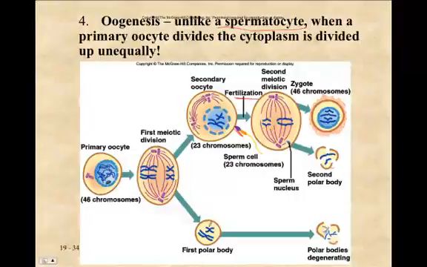But at the same time, we need to produce these polar bodies so that we can also get rid of some of that excess DNA. Because otherwise, if all the DNA stayed here in this cell, we would have way too much DNA, and fertilization wouldn't be able to take place. So again, unlike a spermatocyte, when that primary oocyte divides, the cytoplasm is going to be divvied up unequally.